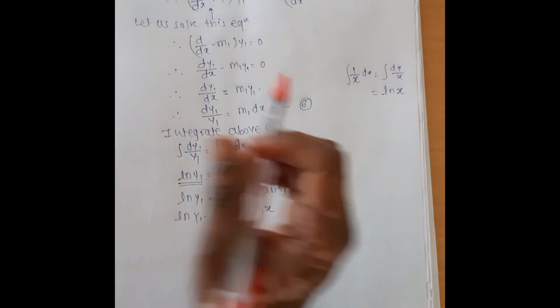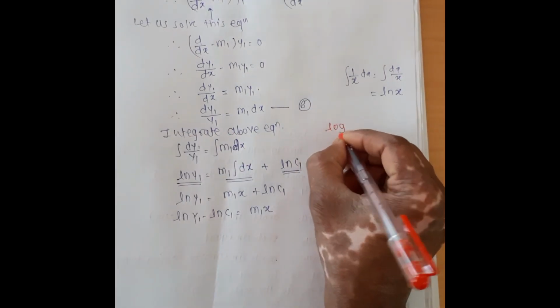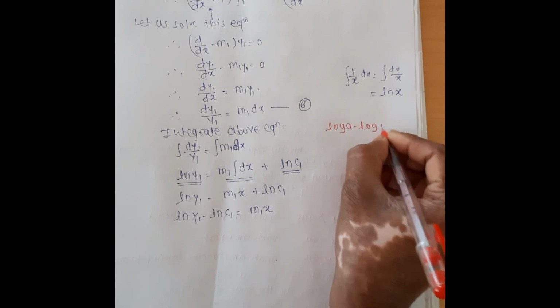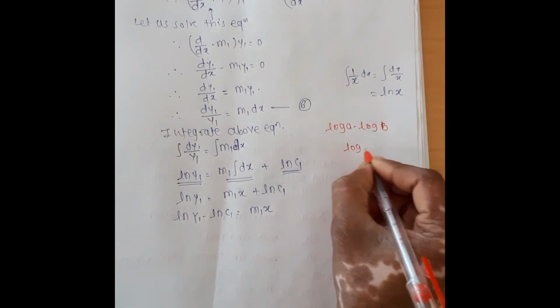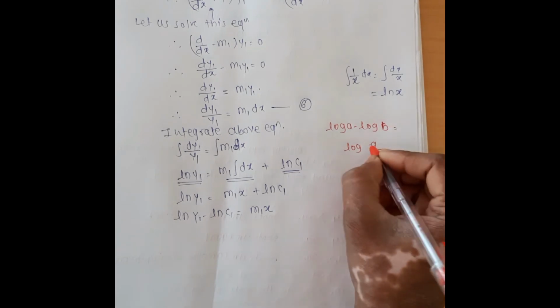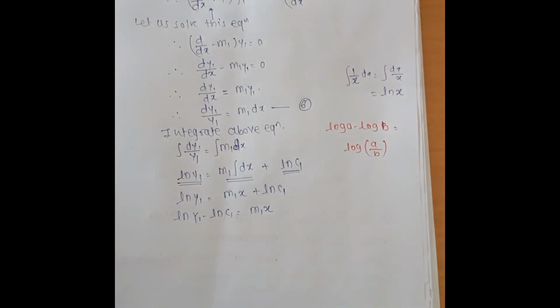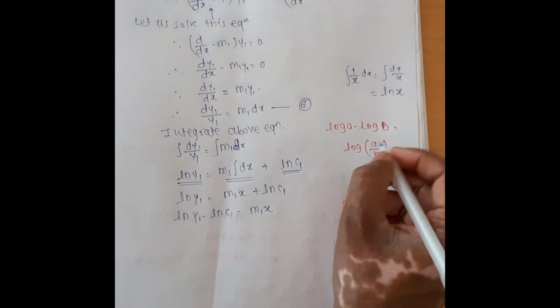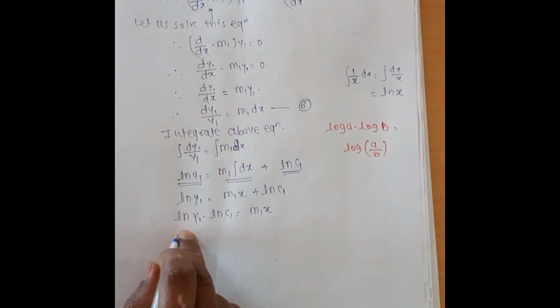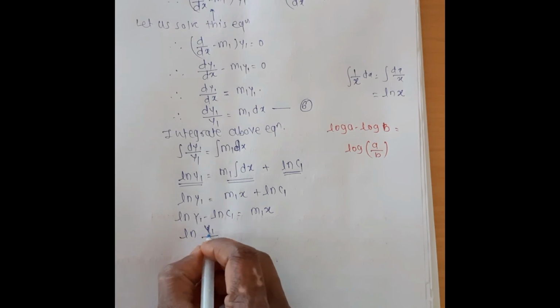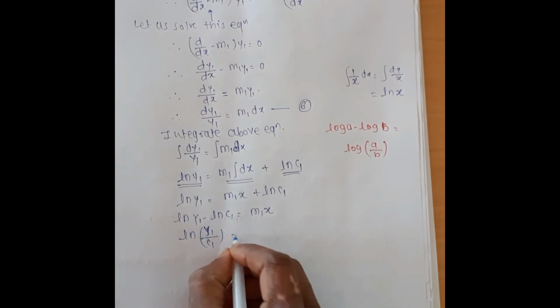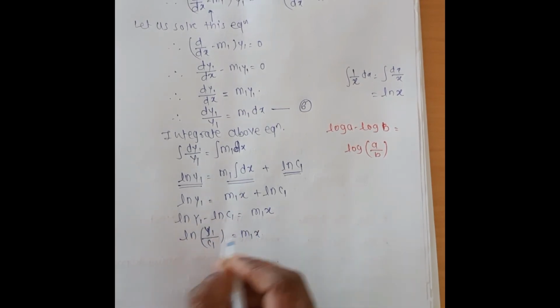Now you know the log property: log a minus log b is written as log of a by b. The same formula we apply in this equation. So what we get is ln of y1 upon c1 is equal to m1 of x.